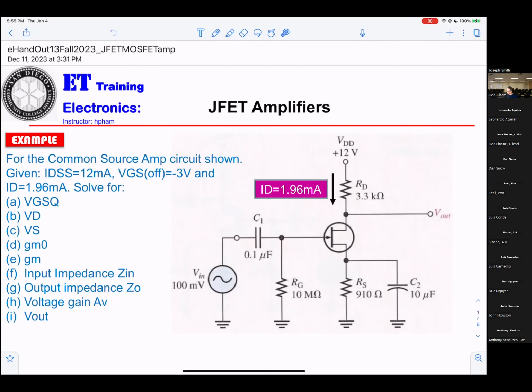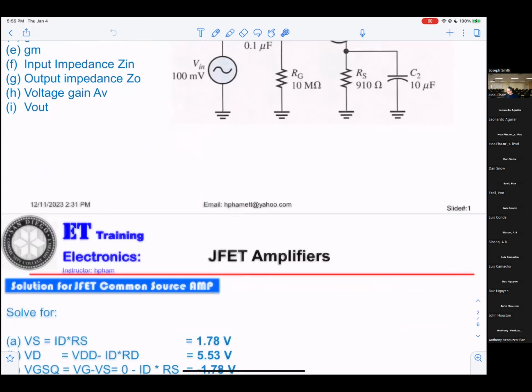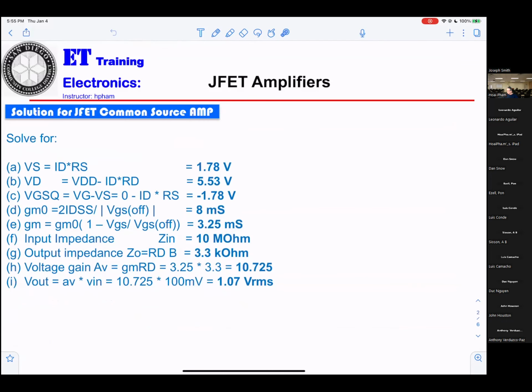That's what we already done in the JFET. And this will be the answer. Okay? If you get the time, you try working on that to see if you can get that answer or not.